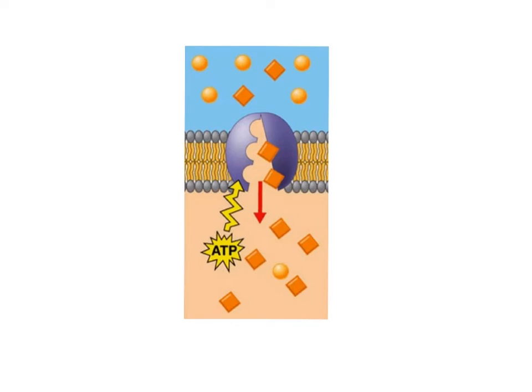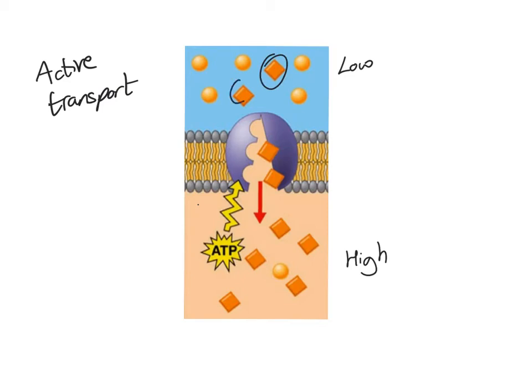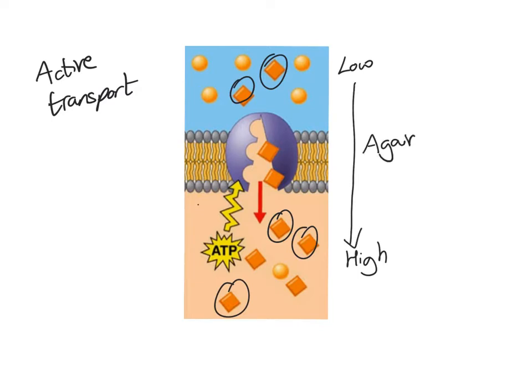This diagram is showing an example of active transport. And it's active because the molecules are going against their concentration gradient. If you look at these orange cubes as an example, on this side there's a low concentration. On this side there's a high concentration. But the molecules are still being transported against their concentration gradient, which means this is active transport. It has to make use of energy in the form of ATP molecules in order to allow the molecules to cross in this way.